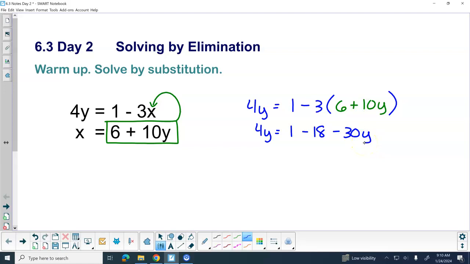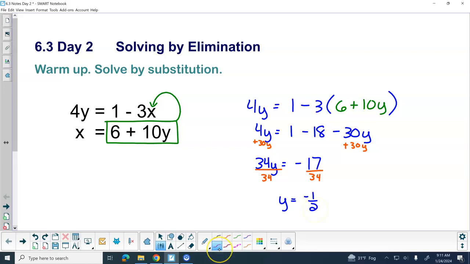Then I'm going to add 30y to both sides. And that's going to give me 34y equals negative 17. Then I'm going to divide both sides by 34. And that's going to give me y equals negative 1/2.